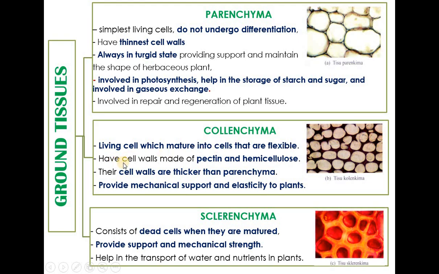So they have cell walls made of pectin and hemicellulose. Okay, so what is a pectin? Pectin refers to the gelling agent, which is a type of polysaccharide. And hemicellulose is referred to as the half of the cellulose, meaning it is also cellulose. Their cell walls are thicker than parenchyma.